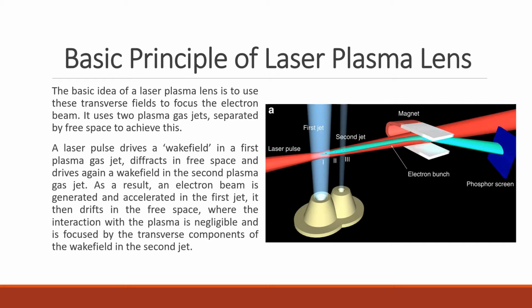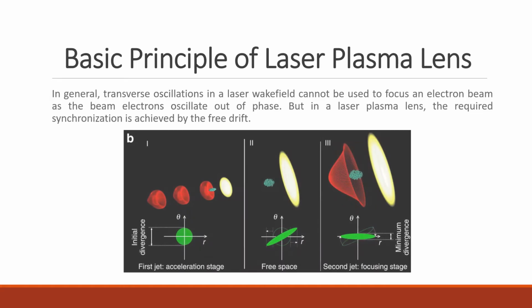As a result, an electron beam is generated and accelerated in the first jet. It then drifts in the free space, where the interaction with the plasma is negligible, and is focused by the transverse components of the wake field in the second jet.